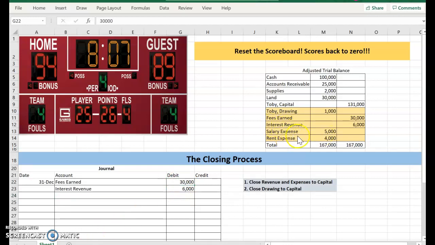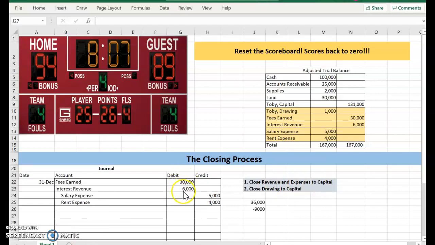Next, if I want to zero out salary expense, it has a debit balance of $5,000, so I would need to credit it. As you can see, I would credit salary expense for $5,000 to get it to zero, and I would credit rent expense for $4,000 to get it to zero. Now notice it says close revenue and expenses to capital. That means I need to transfer these balances to capital.